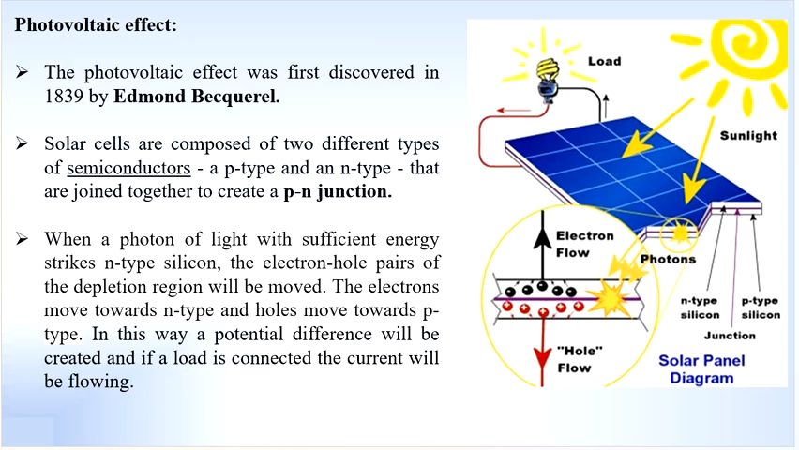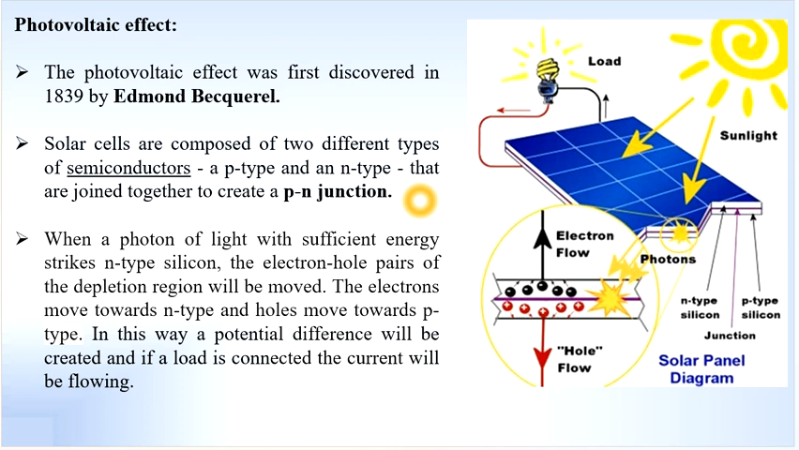Okay, then what is this photovoltaic effect? This is the main principle of solar power generation or energy generation. This photovoltaic effect was first discovered in 1839 by Edmond Becquerel, and solar cells are composed of two different types of semiconductors, that is p-type and n-type, which are joined together to create a p-n junction. This p-n junction is the main thing which is used for the production of solar energy from the light energy.